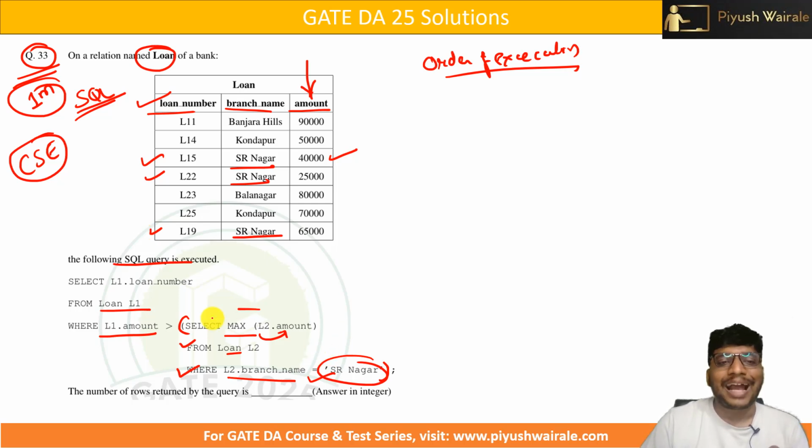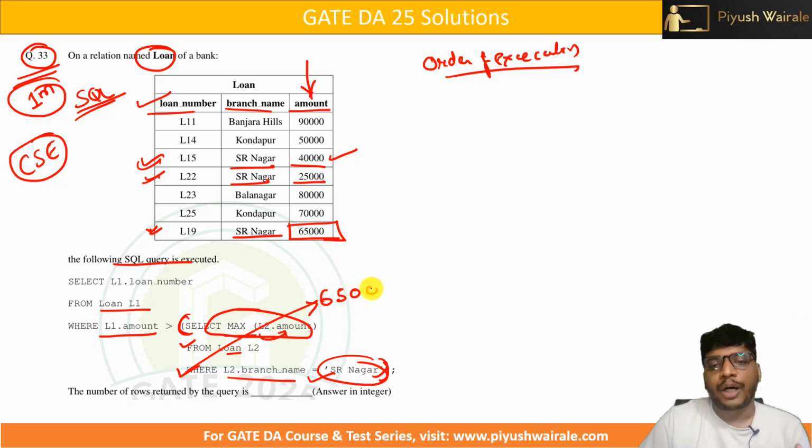But what do we want? The maximum amount here. Now out of these three rows, which one has the maximum amount? 40, 25 or 65? You can clearly see 65,000. So the output of this entire subquery is 65,000. Now this is going to get compared with the outer query.